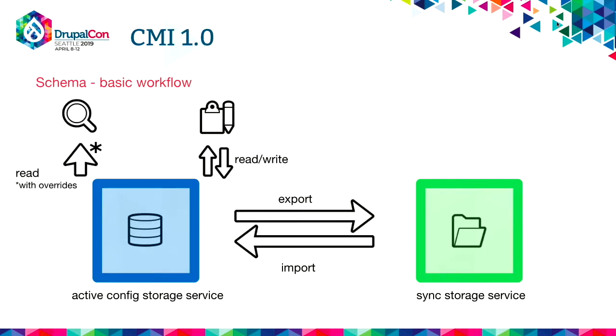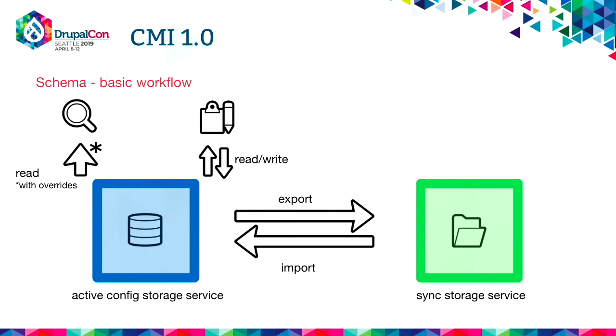So really quick, just to review CMI 1, the way Drupal 8 works is you have your sync storage, which is the green area, which is your file system. You have your active storage in the database, which is the blue box. You do your import and export between those two. And if you want to read configuration, there are two ways you can do it. You can grab the immutable, read-only configuration, and that applies overrides. So that's where you can override things in settings or in modules. Or you can get the read-write version. You can call get editable and get a read-write version of config, which doesn't have the overrides. So that's the basic workflow in Drupal right now.